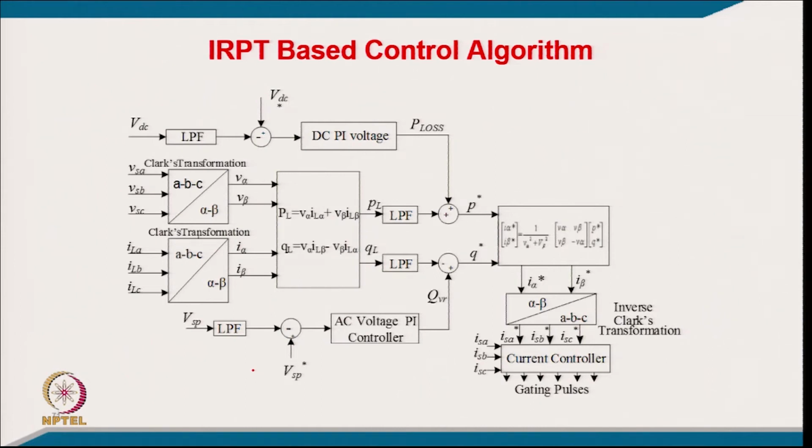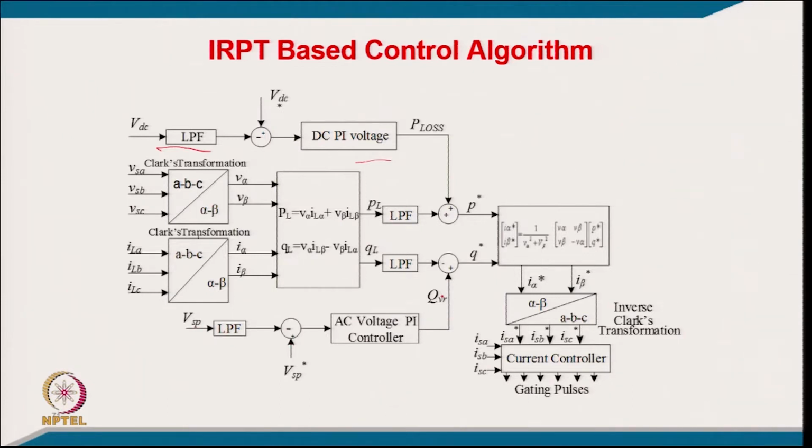And this is another control algorithm which we call the instantaneous reactive power theory, which is the alpha beta theory. Here also we have a DC link voltage controller, the same way as we discussed earlier. We have a reference DC link voltage, and a feedback voltage with a low pass filter, so that the DC component is there, and we put a DC link voltage controller for the P loss. Similarly, we take an AC voltage controller in the same way, with feedback through the LPF, and we have AC voltage control.